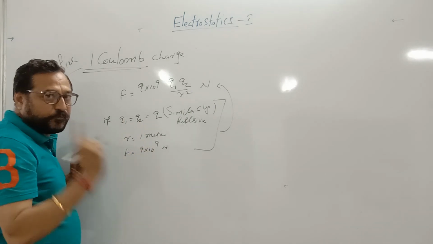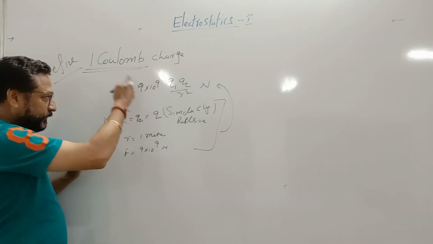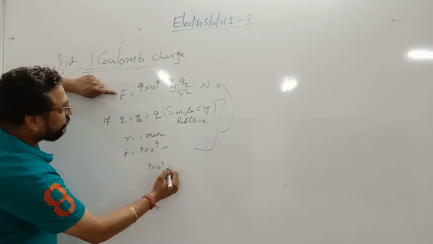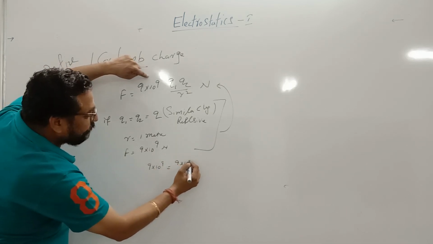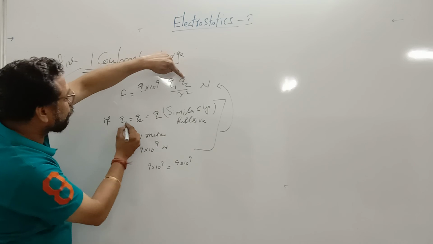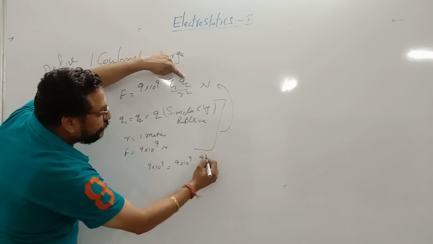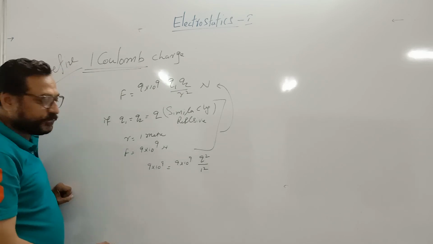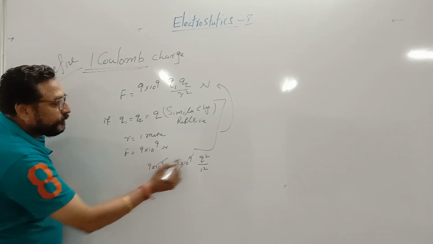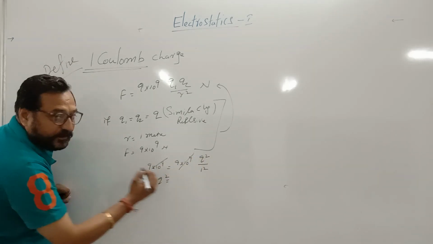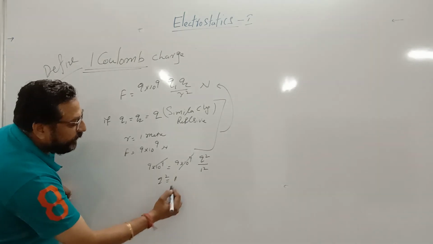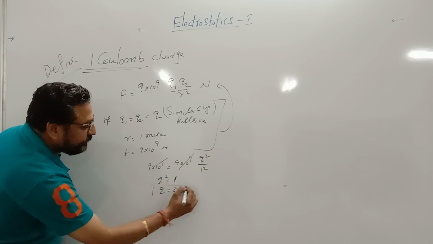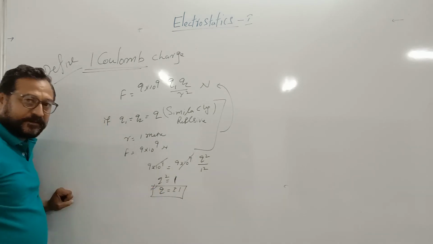Then you define what is 1 coulomb right now. 9 into 10 to the power 9 equals 9 into 10 to the power 9 times Q1 into Q2, which is Q, so Q square upon 1 meter square. Correct? Cancel. Then Q square is equal to 1 and then Q is equal to plus or minus 1. This is 1 coulomb charge.